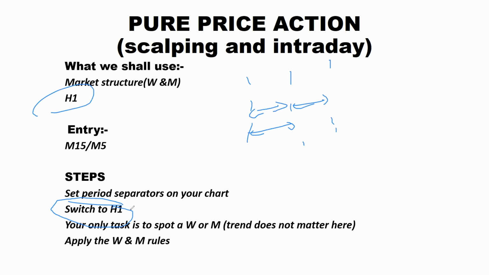Then your only task after switching to H1 is just to use your eye to spot out the M's and W's. Do not stress looking for a trend. I've already mentioned that. You just want to look out for M's and W's in each day, whether it is this day here, or today, for example, or yesterday or the other day, depending on the present day you're in, the day you want to take the trade. You're not interested in looking for the trend, whether it's trending downwards or upwards. Leave that. You're only interested in looking for the W's and M's.